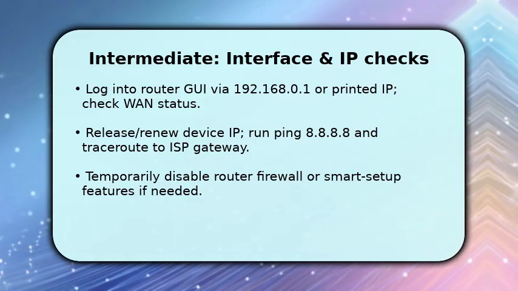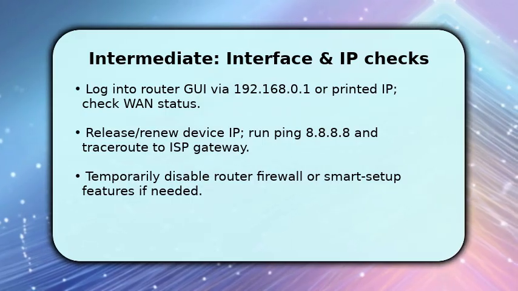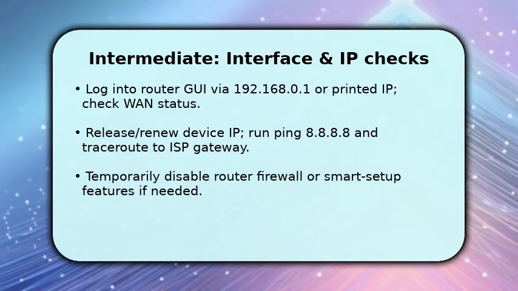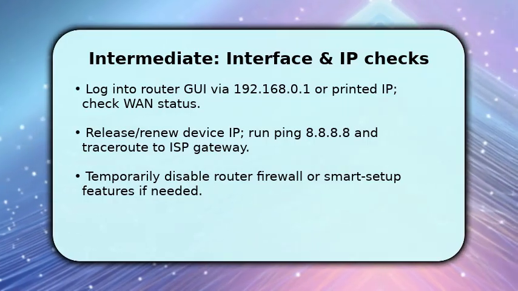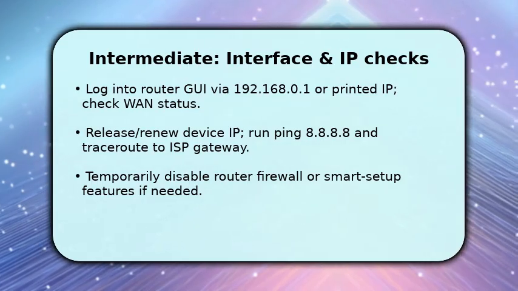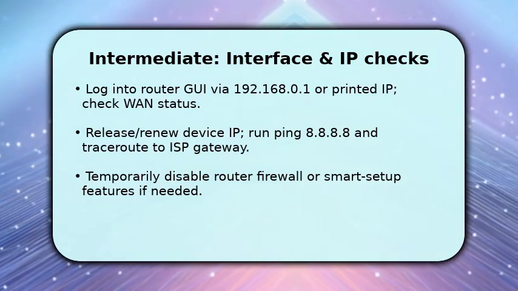Next, force your device to release and renew its DHCP lease so it requests a fresh IP. Run a ping to 8.8.8.8 and a traceroute to the ISP gateway to spot where packets stop. If advanced features like carrier-grade NAT, IPv6 transition, or an aggressive firewall are on, temporarily disable them.